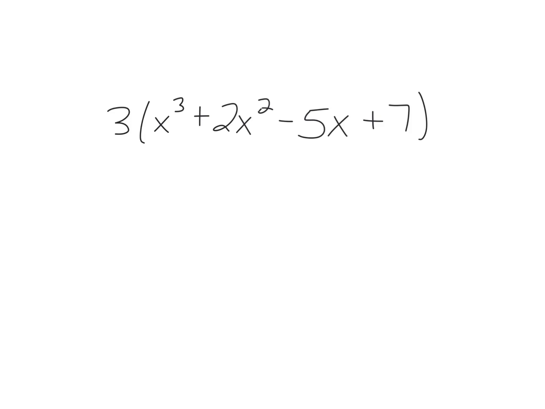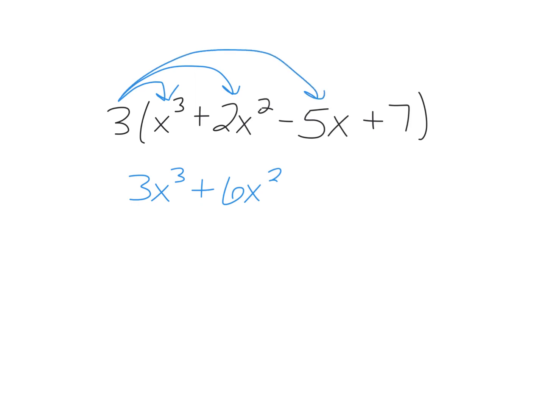So what can we do right away? Distribute. Do you do it to just the first 2 terms? No, you got to do it to all of them. That's why drawing these arrows is important to help you get used to it. So we have 3 times x cubed, 3x cubed. 3 times 2x squared, 6x squared. 3 times negative 5x, negative 15x. Then we have 3 times 7, plus 21. Are there any like terms? No.